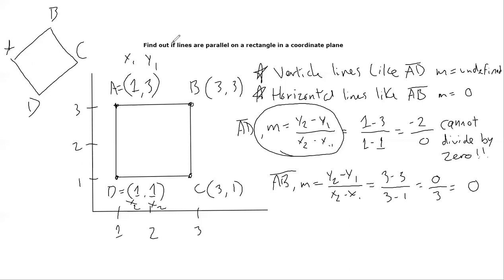So for AD, whenever you see a vertical line that's perfectly straight like this, we're just going to write that the slope is undefined. You don't have to do the calculation. But if we have a line like AB, AB is different.